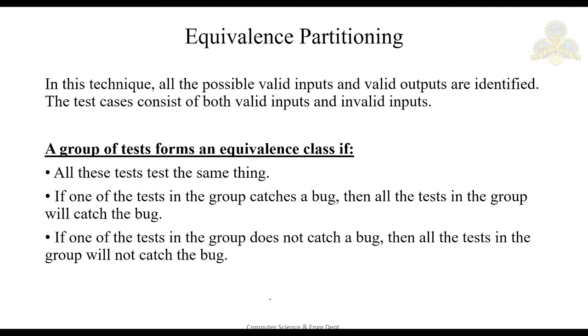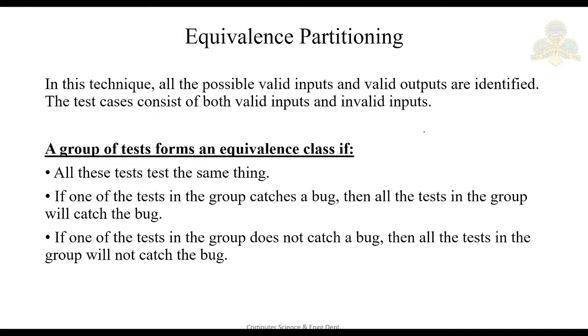So we say that a group of test cases form an equivalence class if all the test cases test the same thing. If one of the tests in that group finds a bug, then all the tests in that particular class will catch the bug. If none of the tests in the group catches a bug, then none of your other test cases in that group will catch the bug.